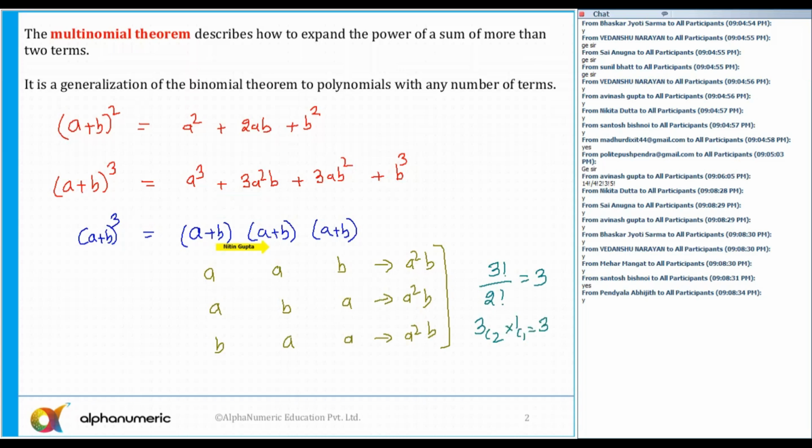Any doubts to anyone now? Okay. Another thing also which is very important. So when I'm saying that it is (a plus b) whole cube, okay, (a plus b) whole cube.